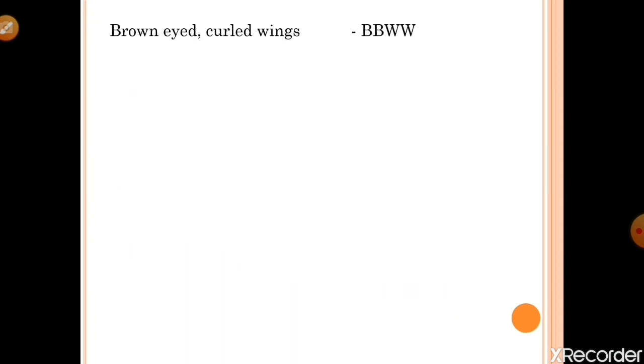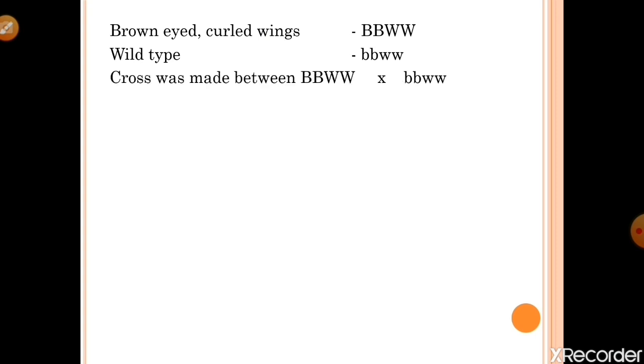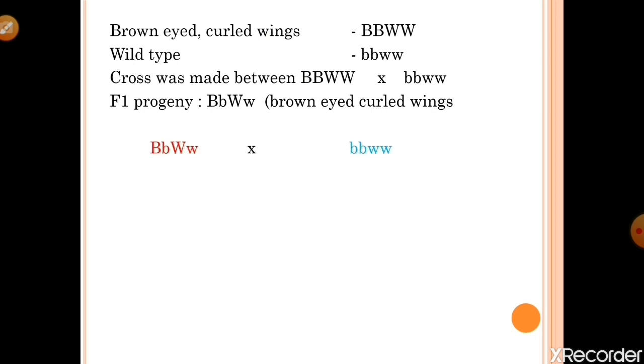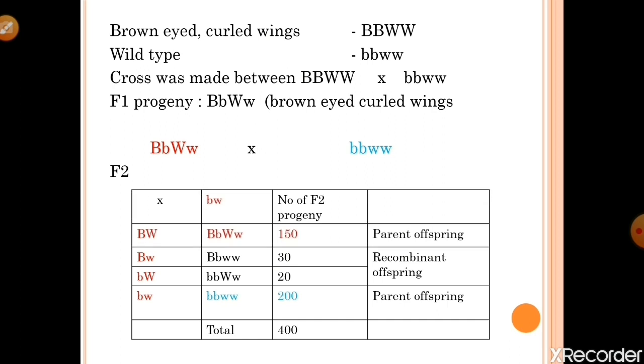In the question they have given brown-eyed curl-wing female, we'll consider that as capital BW and wild-type male as small bw. Now the cross was made between female and male. The F1 progeny were obtained to be brown-eyed curl-wings. Now this one is crossed with the wild-type male and F2 progenies are obtained. That was given in the question.